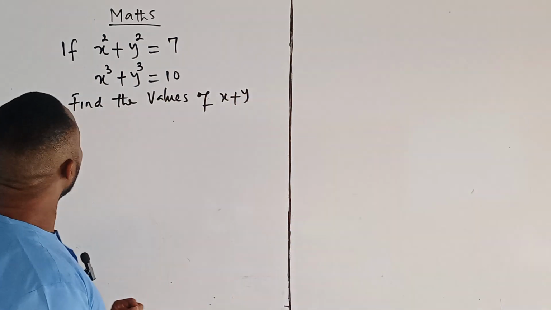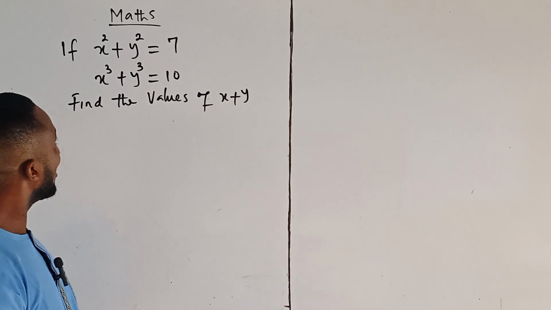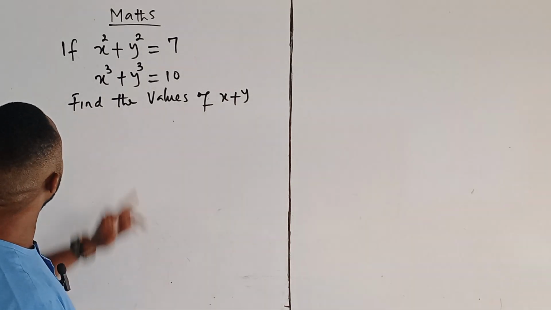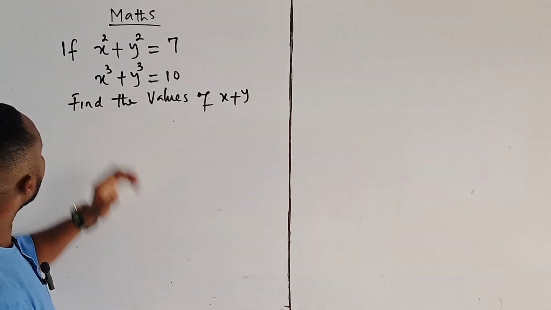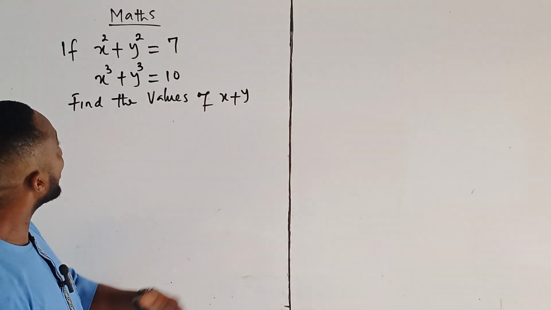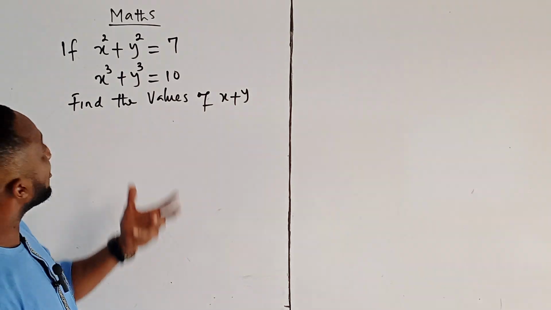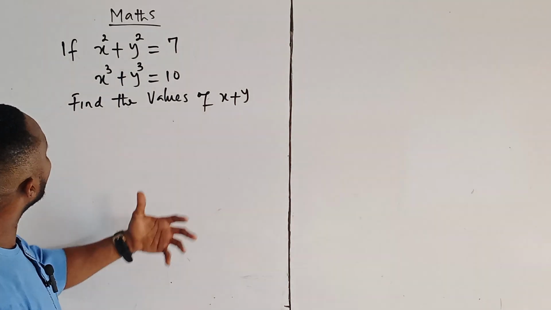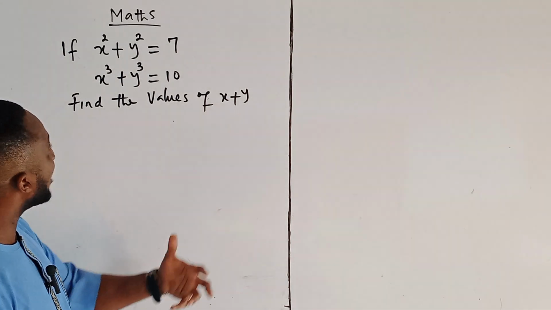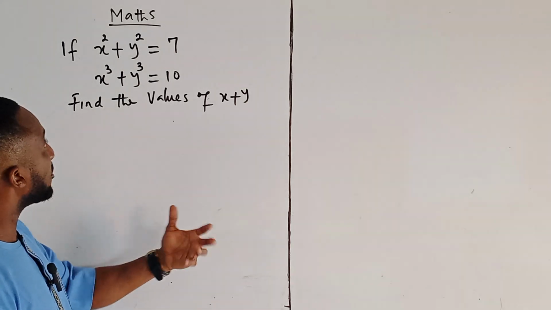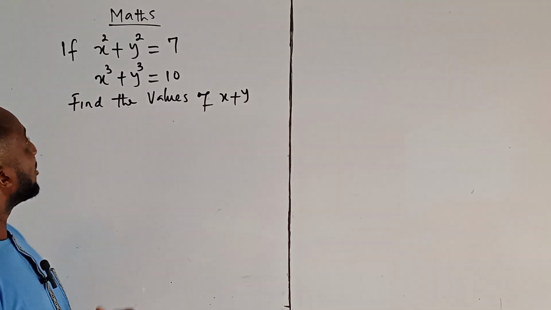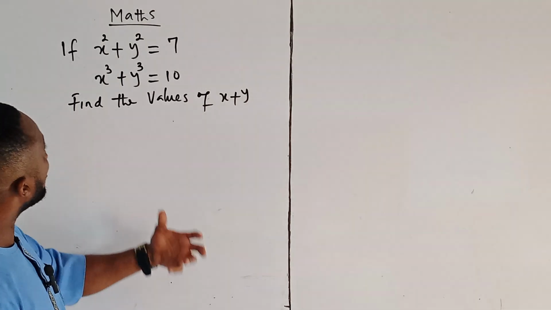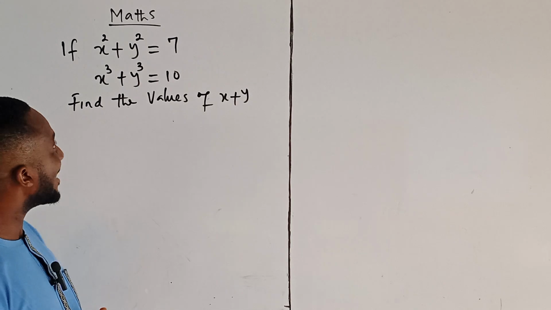So we have this system of simultaneous equations, something very unique. We have x squared plus y squared equal to 7. Then we have x cubed plus y cubed equal to 10. If you want to use the methods we know for solving simultaneous equations, either elimination or substitution directly like this, you are going to hit a brick wall. So the best approach is to use algebraic identities.